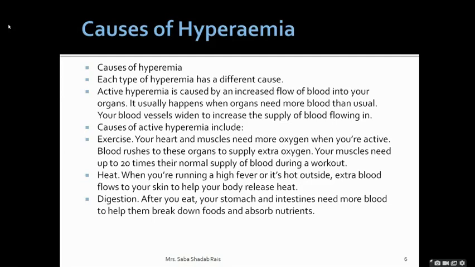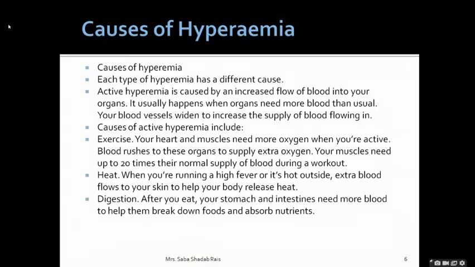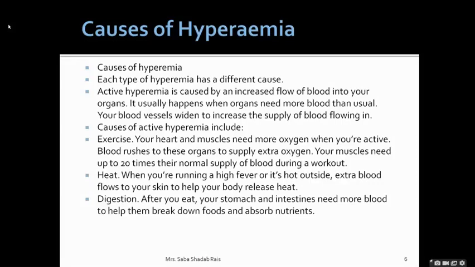Now what could be the causes? First and most important, as I already told you, is exercise. When we exercise, our heart muscles require more and more oxygen. At the time of activity, blood rushes to the heart and other parts of the body, and also circulates very fast to cope with the extra oxygen demand. At that time muscle needs up to 20 times more than the normal supply of blood whenever we are doing a workout.